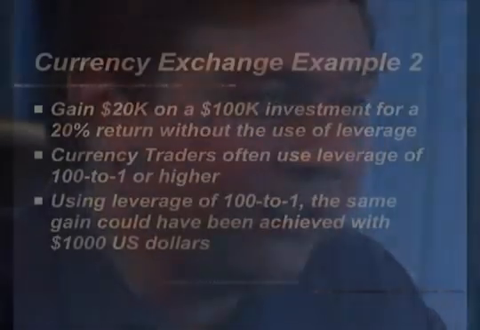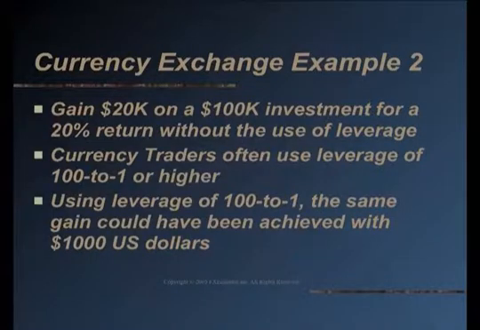Now, currency traders often use leverage of 100 to 1 or even higher. So, at 100 to 1 leverage, in other words, the same gain could have been achieved, but the trader does not have to put up 100,000 US dollars. A trader would only have to put up 1,000 US dollars to gain the 20,000 from that exchange rate. So you can see how leverage can benefit a trader. Understand very carefully, though, that leverage is a double-edged sword. It can also work against you. But the type of profit opportunities that we're talking about are the exact reason why people are excited about trading the foreign exchange markets.